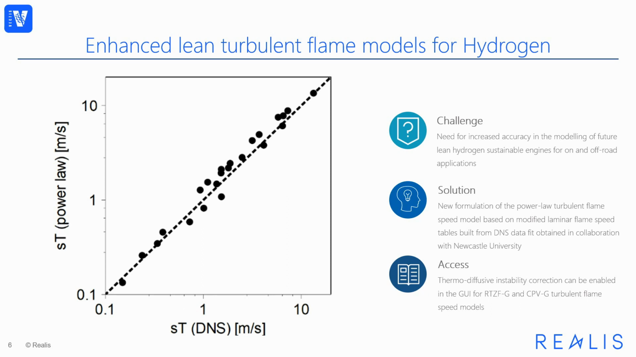A comparison of our new model against DNS data obtained in collaboration with Newcastle University is shown here, where each point represents a different set of thermochemical and turbulent conditions. This plot illustrates the excellent predictive nature of our new formulation compared to DNS data.